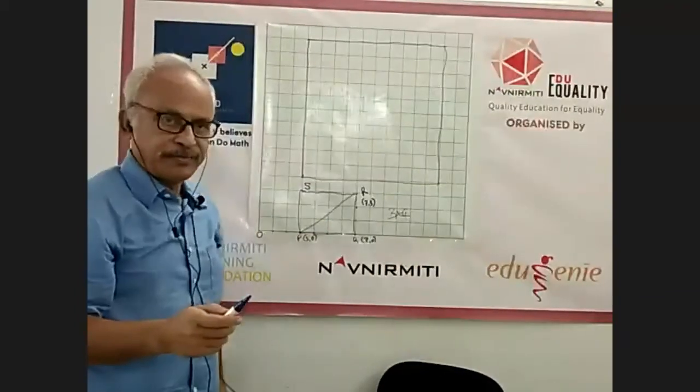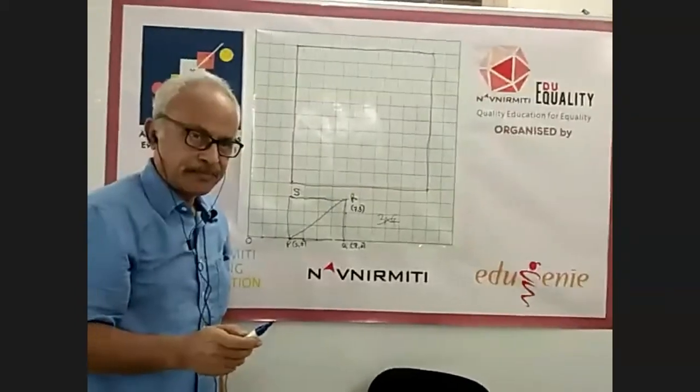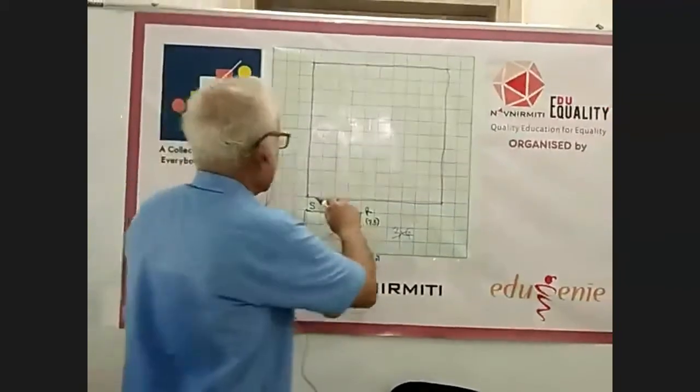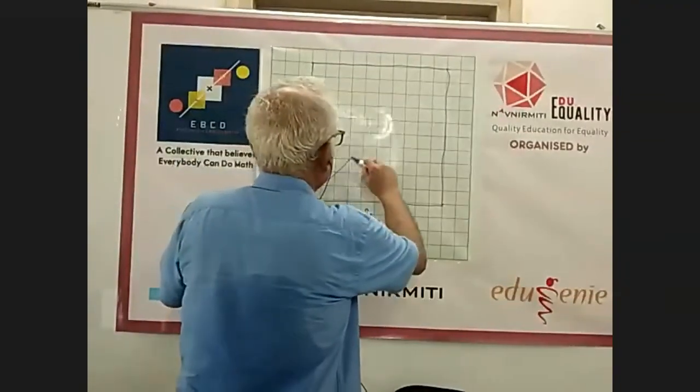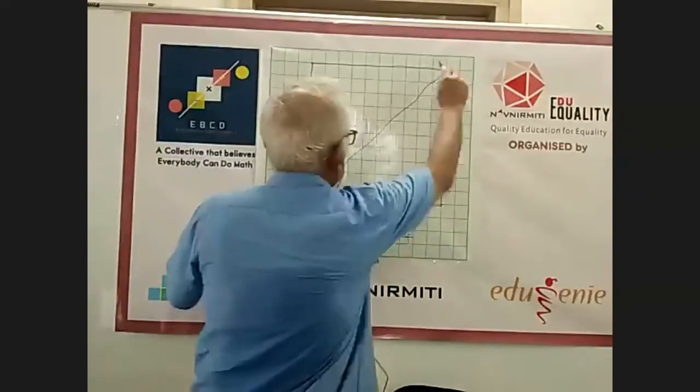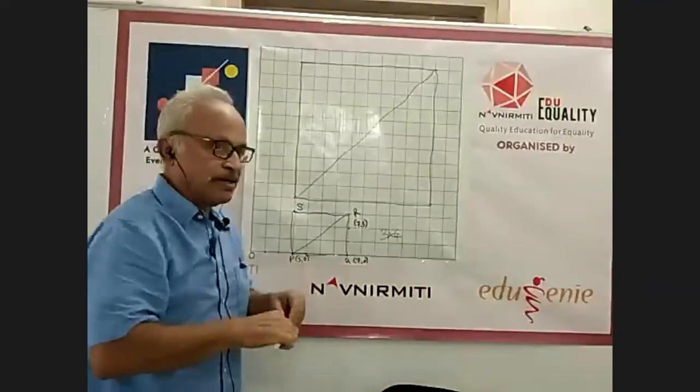Okay, have you drawn the square? Yes, sir. Now draw the diagonal and measure its length.